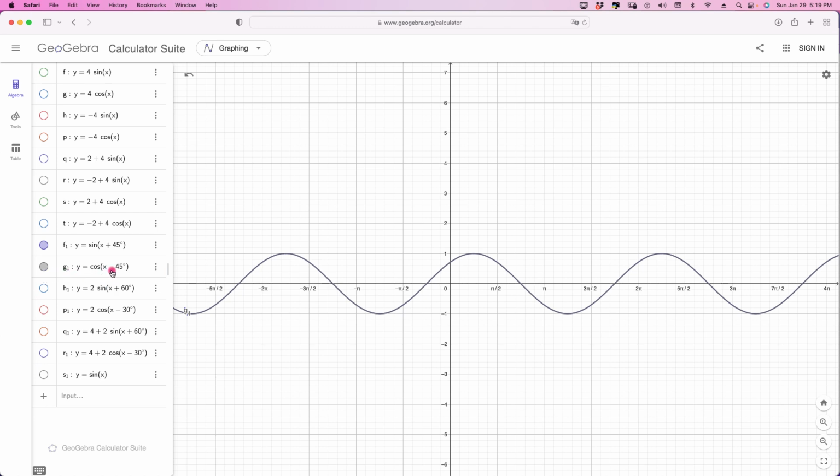We can say cosine of x minus 45, because we're looking at the amplitude, is the same thing as sine x plus 45, because we're looking at where the midline crosses, or where it crosses the axis.